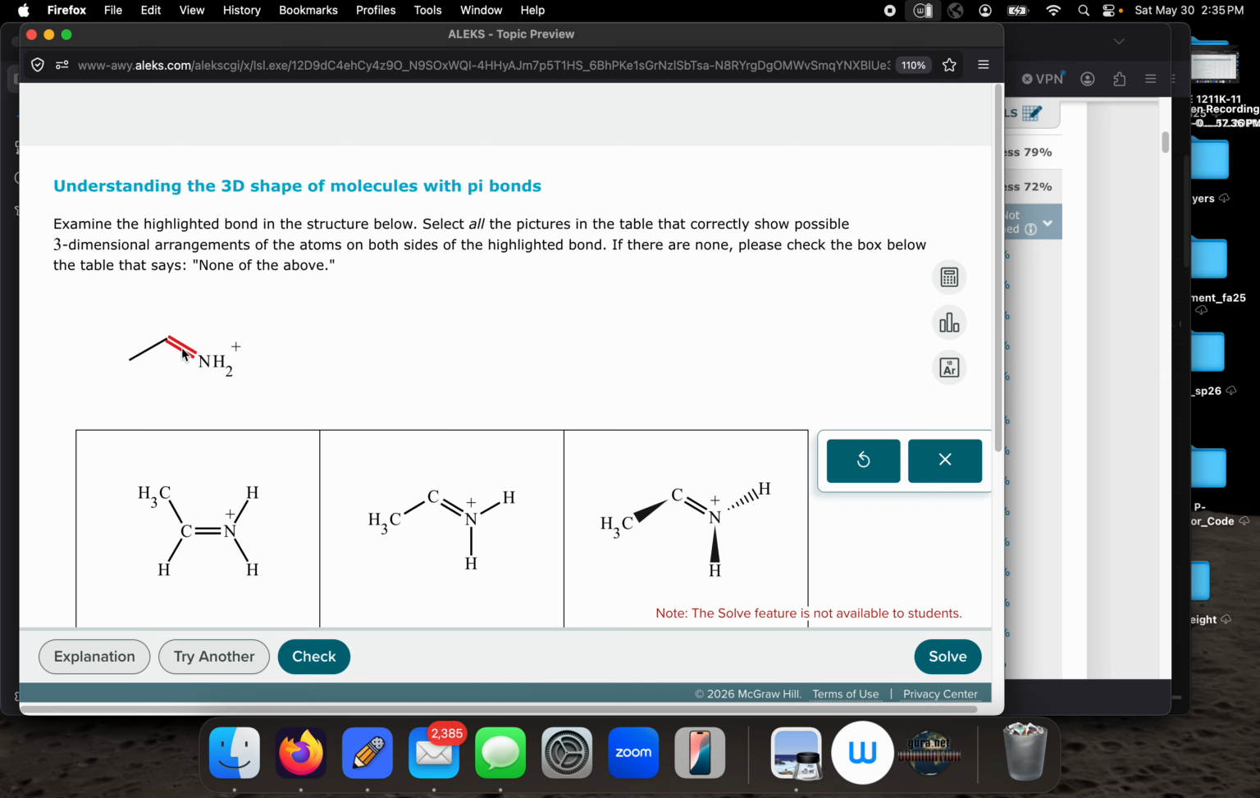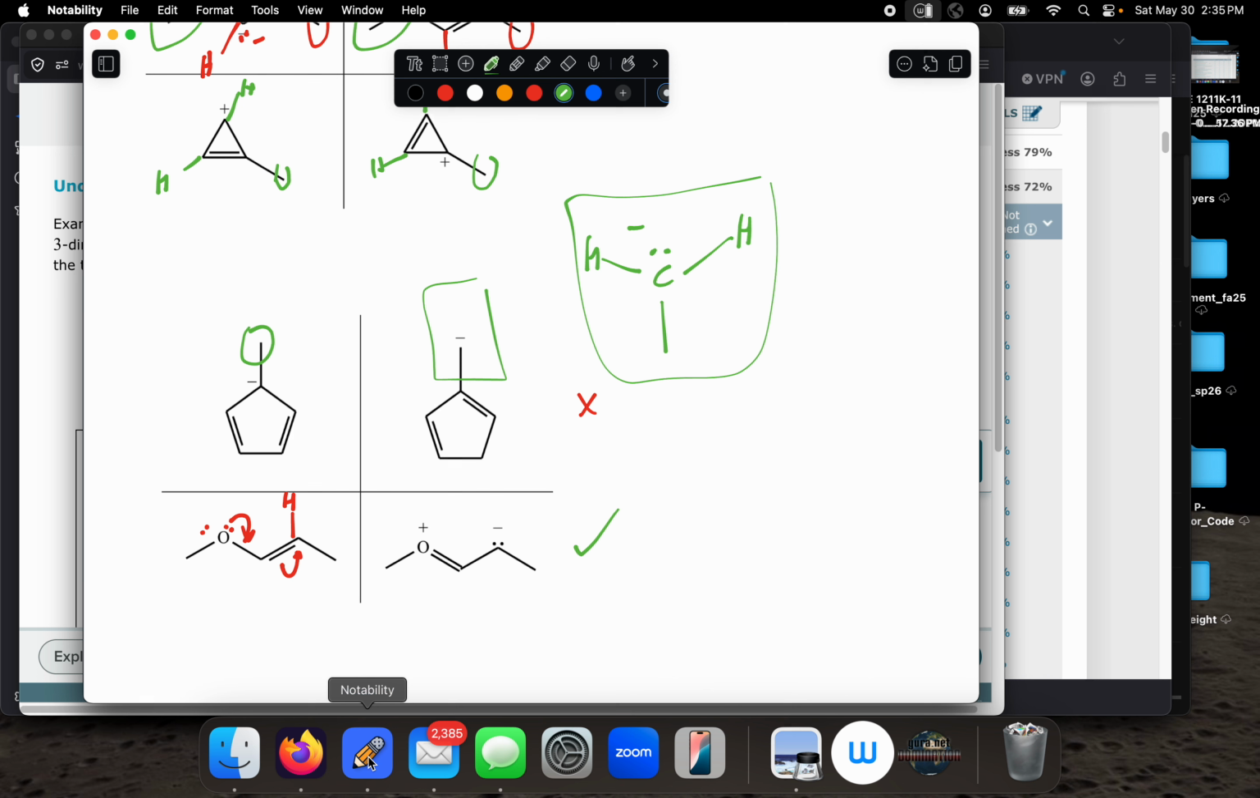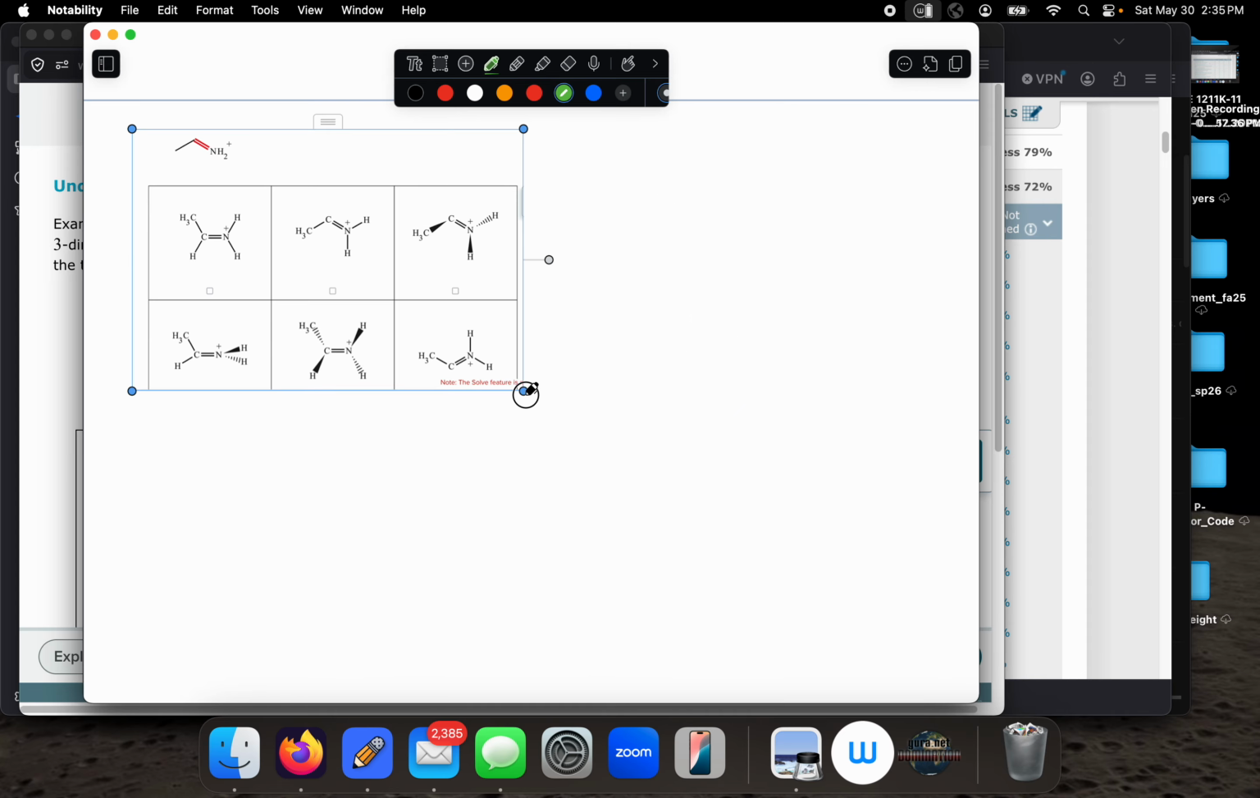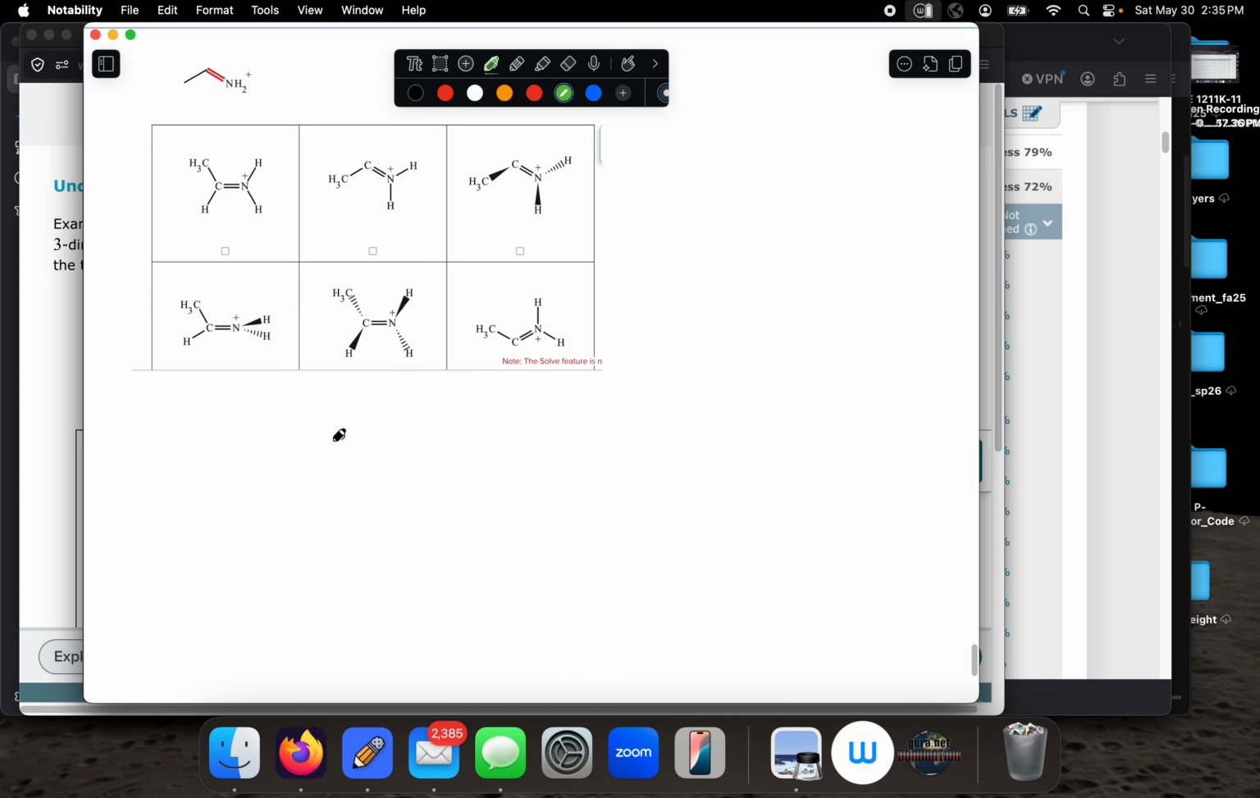I see it. It looks like it's planar. If that's a planar bond, select all the pictures that could show a three-dimensional arrangement if I look at this from different angles. Yeah, let's do this. So let's come over here, let's put this here, and we'll say, all right, so this thing is planar, we know that. So let's take this.